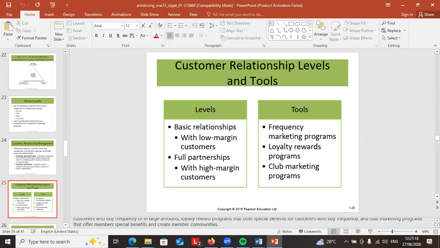Largely, the club marketing programs are usually tailored towards luxury items, right? Let's say the Bentley Club in Ghana, made up of Bentley buyers. There are few. Or those who ride Harley Davidson motorbikes. They usually engage in club marketing programs.